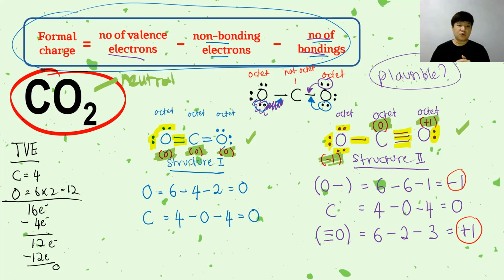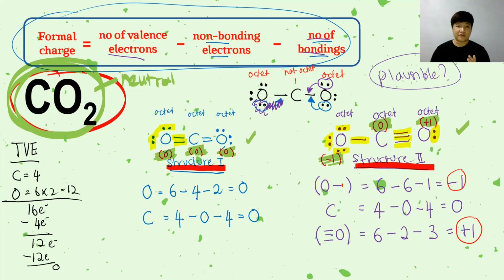So one of the ways to determine whether your formal charge is correct or wrong is to add all your formal charges up, and the total of your formal charges must equal the charge of your molecule. That is one of the methods. And in these two structures, structure 1 and structure 2, which one do you think is the most plausible?